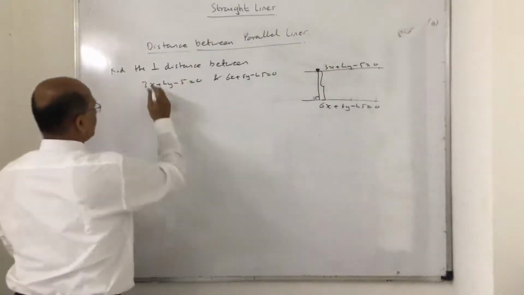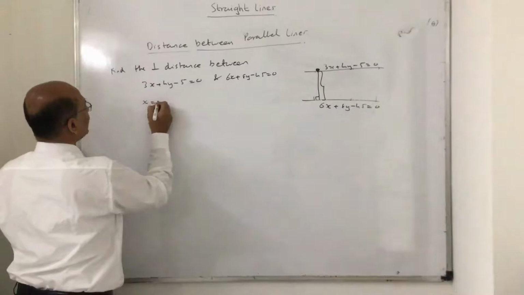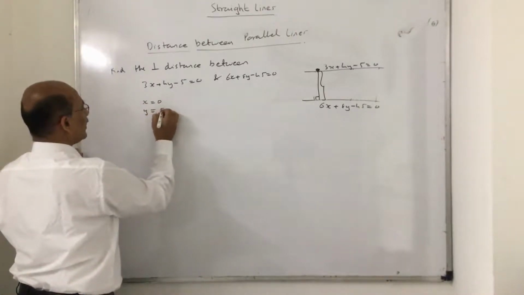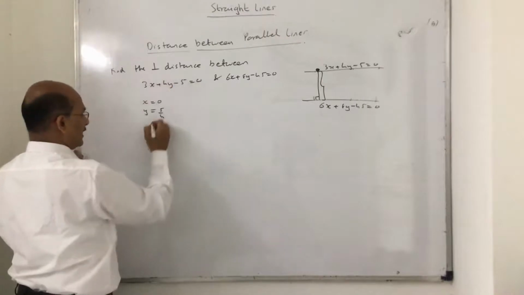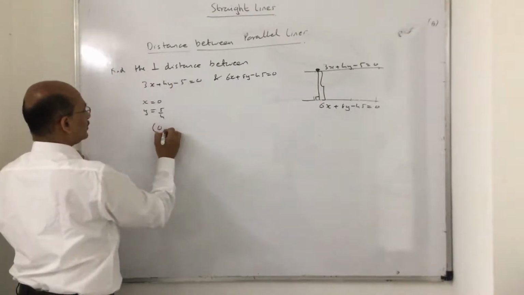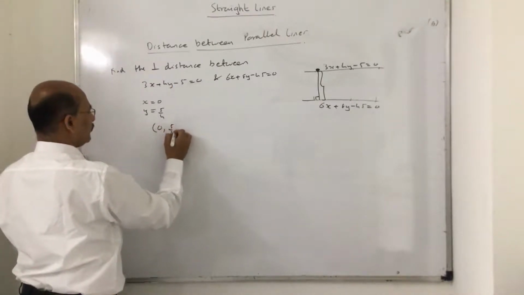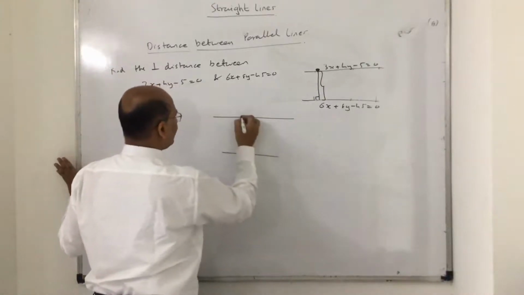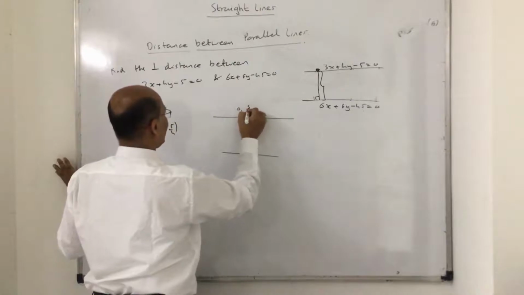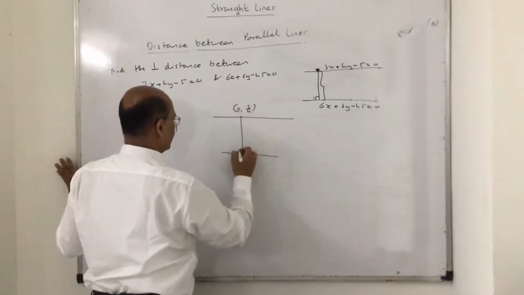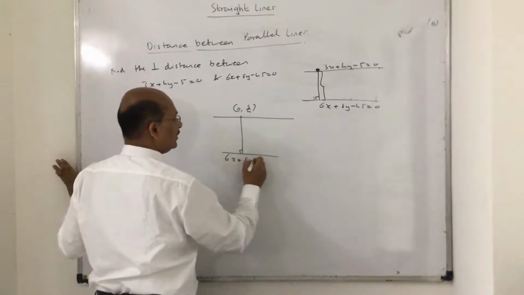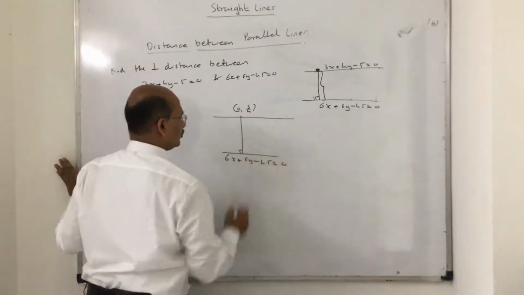So for this line, suppose I let x be equal to 0. What will the y coordinate be? The y coordinate will become 5 upon 4. So the coordinate is (0, 5/4). If these are the lines I am talking about, I got one point, (0, 5/4), and I already know what this other line stands for: 6x plus 8y minus 45 equal to 0.